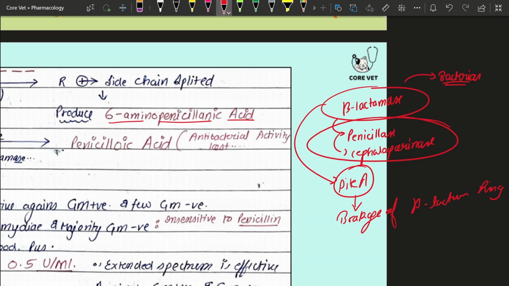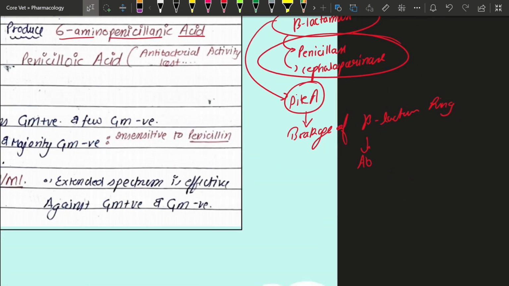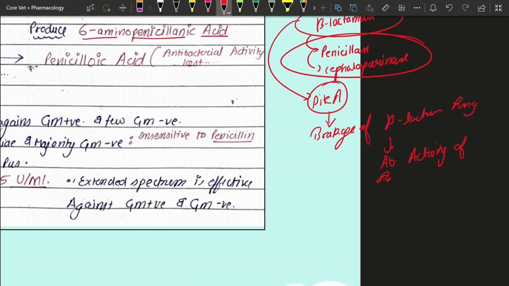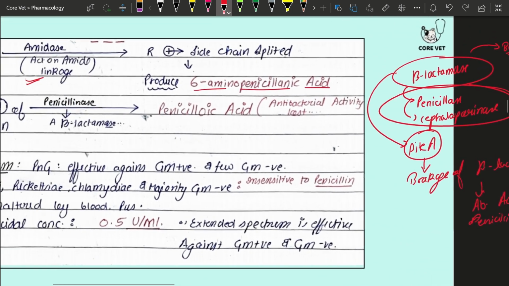So what happens if there is breakage of the beta-lactam ring? The antibacterial activity of penicillin will be lost. If there is any alteration in the beta-lactam ring of both classes, penicillin and cephalosporin, I'll discuss cephalosporin in the next class, but it applies to both. It will lead to loss of antibacterial activity of both the drugs, penicillin as well as cephalosporin.